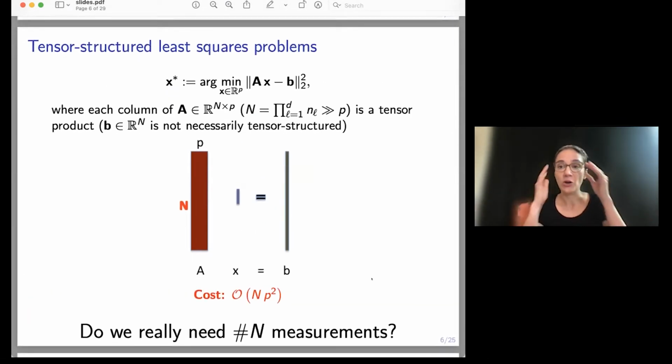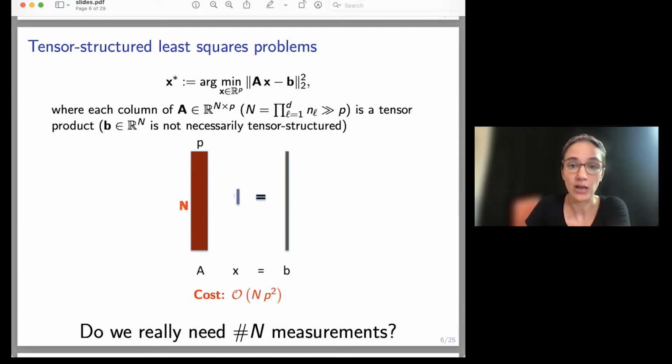One application, although I'll be talking about something more general than this particular application, but it's a nice thing to have in mind, is tensor structured least squares problems. For doing tensor least squares problems, we can reformat the tensor into a matrix whose columns are each Khatri-Rao products, tensor products. So A is a matrix with many more rows than columns, where each column has a degree D tensor structure, where all the n_i are the same in each column.